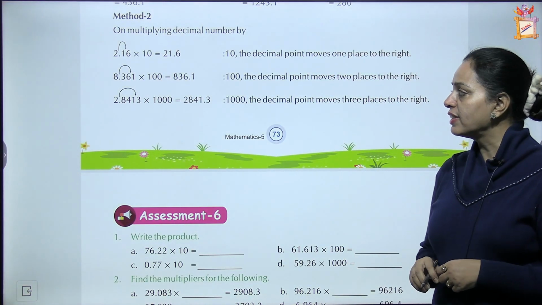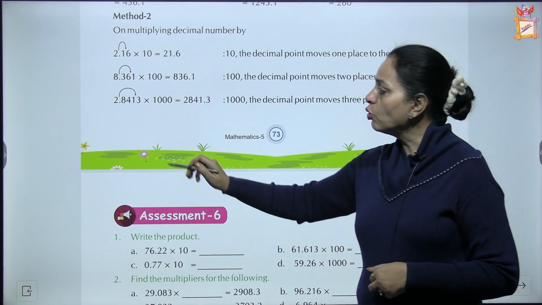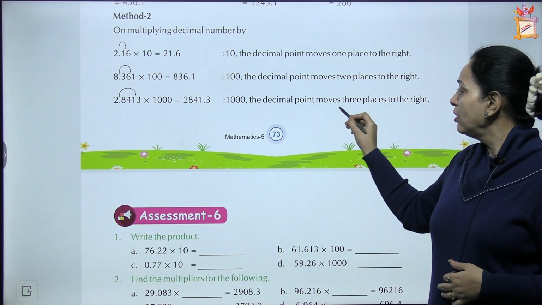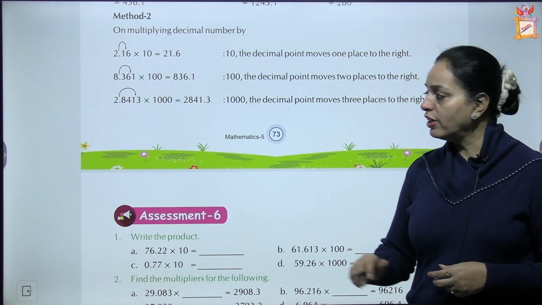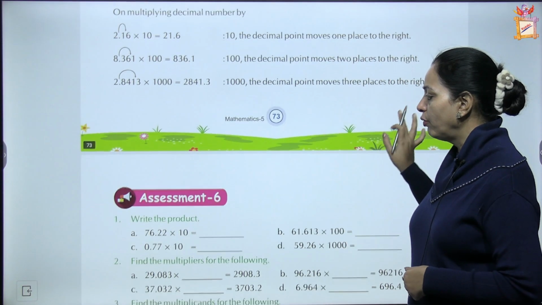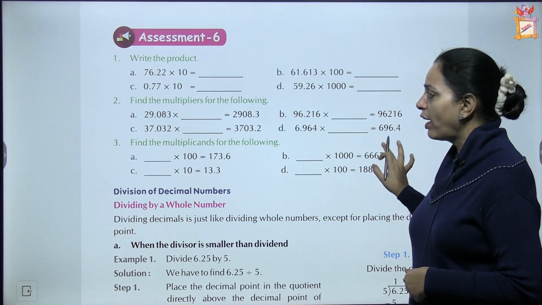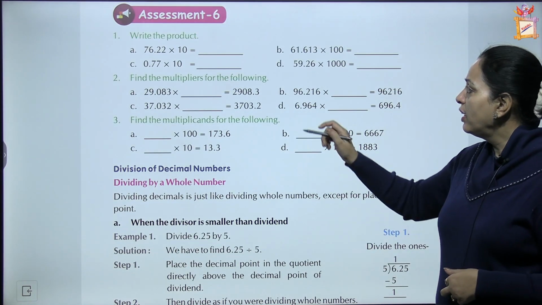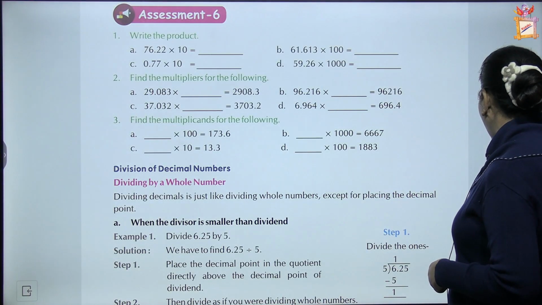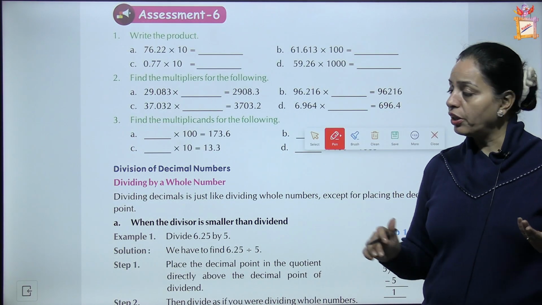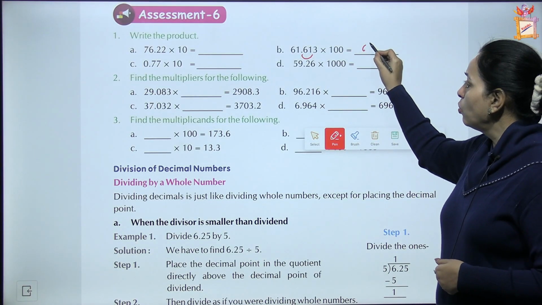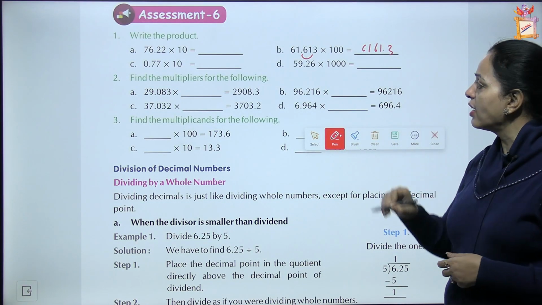So 836.1. Now 2.8413 multiplied by 1000. Shift the decimal 3 places to the right. So this is 2841.3. Now assessment 6, write the product. The first question, like here B part, 61.613 multiplied by 100. The shorter way is to shift the decimal towards the right after 2 digits, so this is the answer.